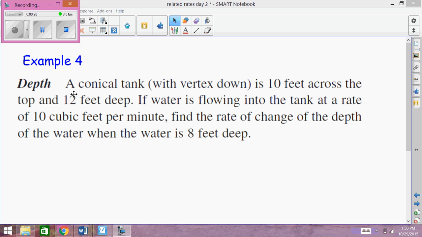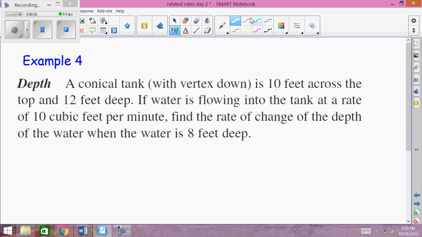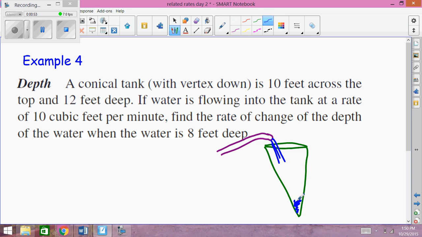We have a conical tank, vertex down, and it's 10 feet across the top and 12 feet deep. So what does that look like? It looks like an ice cream cone, and there's a faucet that is filling it. Maybe it's a hose or something. Water's pouring in and filling it.